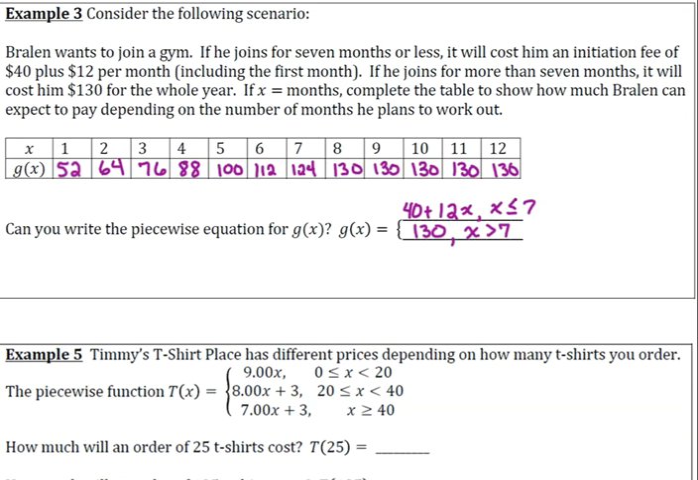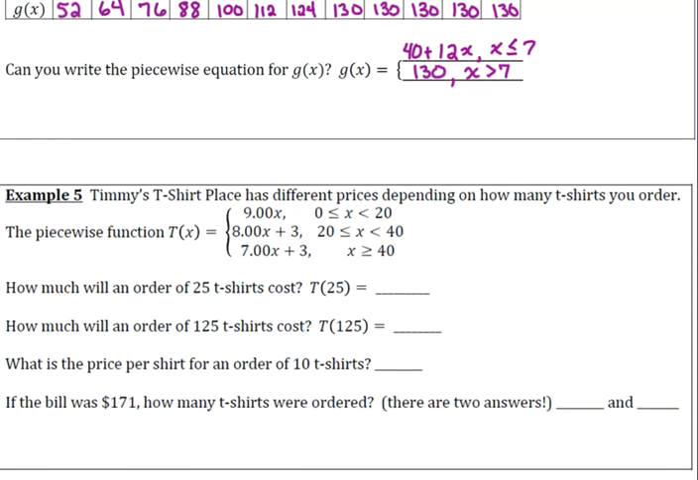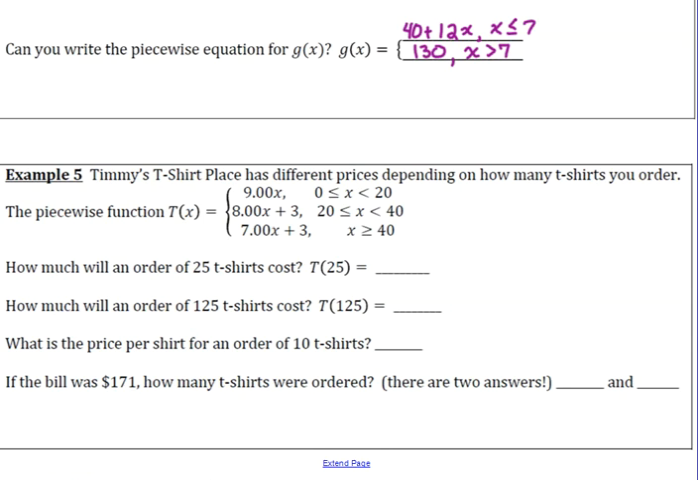We're going to skip example 4 because that's really where we started with this. Example number 4 goes through the absolute value function and the fact that negative x is the left side, positive x is the right side. I got this from another teacher, so I kind of did the reverse order there, but that's why we're skipping example 4. Let's look at example 5. Timmy's t-shirt place has different prices depending on how many t-shirts you order, and this happens all the time. The more t-shirts you order, typically the cheaper it costs per shirt. So they give us the piecewise function.